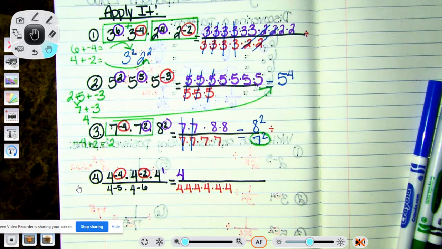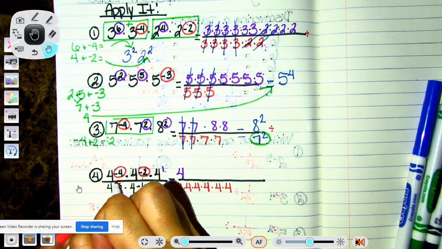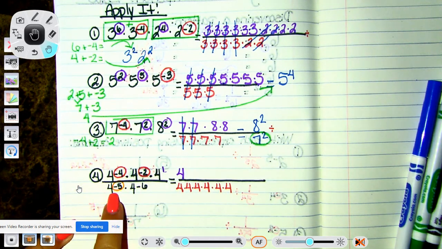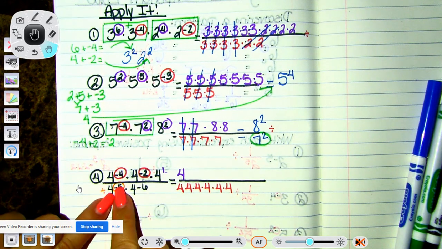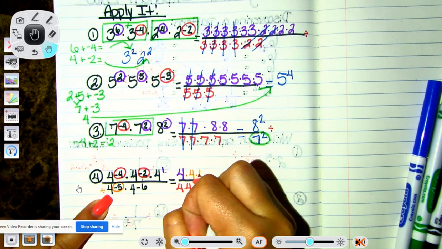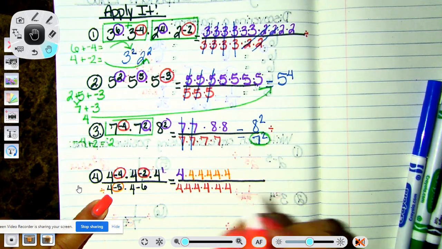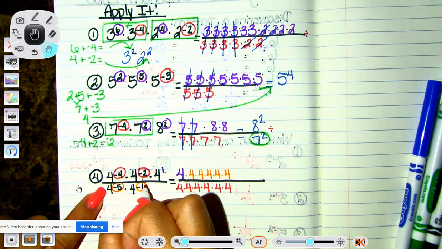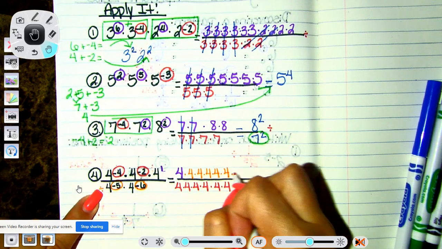Okay, now here's the tricky part. Now that we are on the bottom portion, I'm going to throw in the color orange. Okay, we have 4 to the negative fifth. Now, since it's on the bottom, it is already representing division. So the opposite of dividing is multiplying. So we're going to multiply by 4 5 times. Okay, again, we have a negative 6. It's already on the bottom, which represents division. So the opposite of that is multiplying.